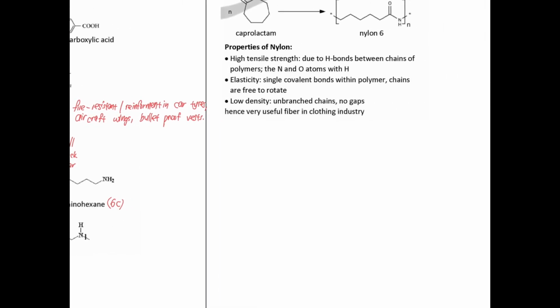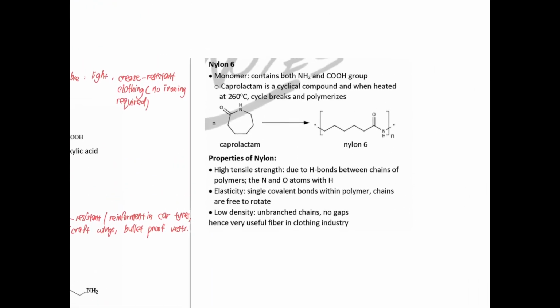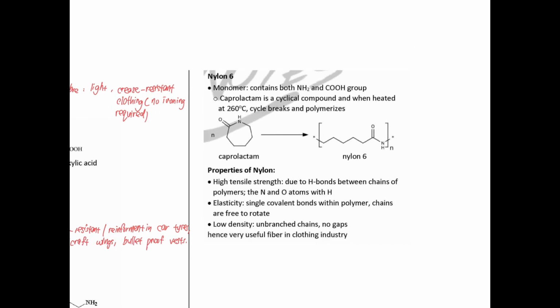So we have another type of nylon, which is called nylon 6. So this is nylon 6. Just now is nylon 6, 6. This 6 means what? Okay, this 6 means the monomer used is caprolactam, which is 6 carbon. It's just this one monomer.